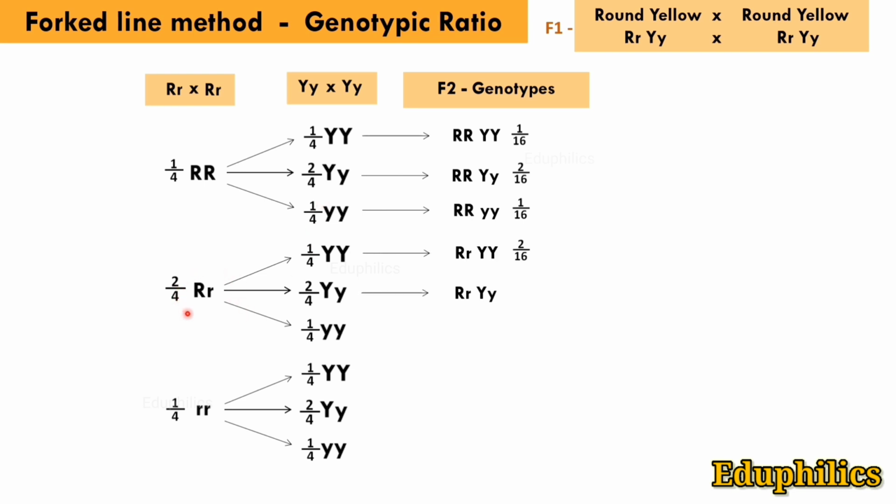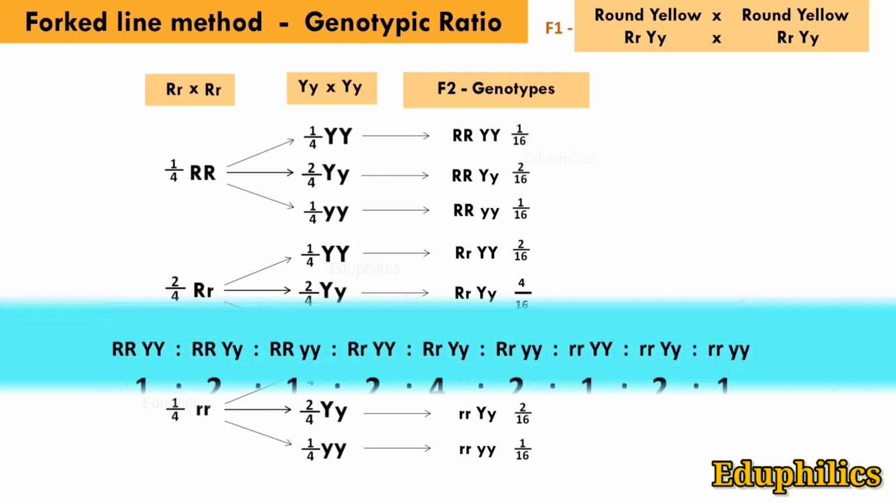See here, this is heterozygous and this is also heterozygous. That's why the probability here is 4/16. Okay, the next one. So these are possible genotypic combinations in F2 generation and these are their probabilities. Let's write the genotypic ratio now.